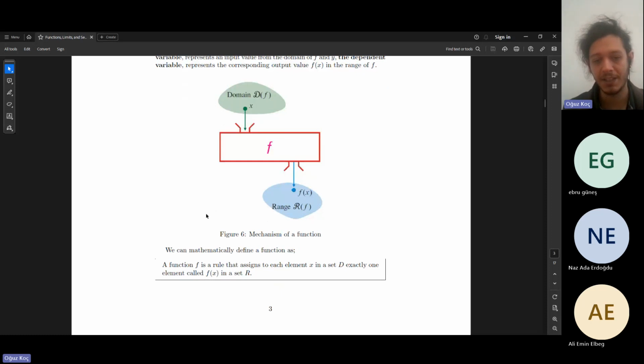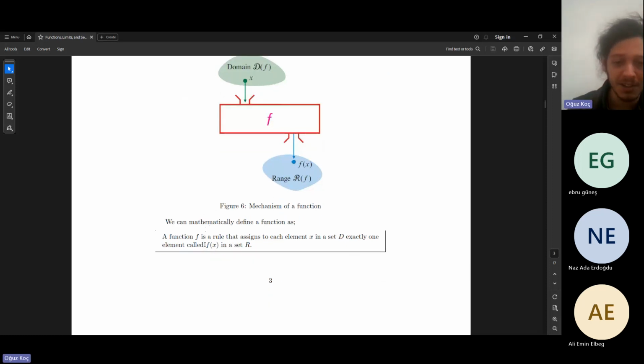And also we can define it mathematically. A function f is a rule that assigns to each element x in a set D, which is the domain, exactly one element called f of x in a set R. Just one element has to be assigned in the range of f.